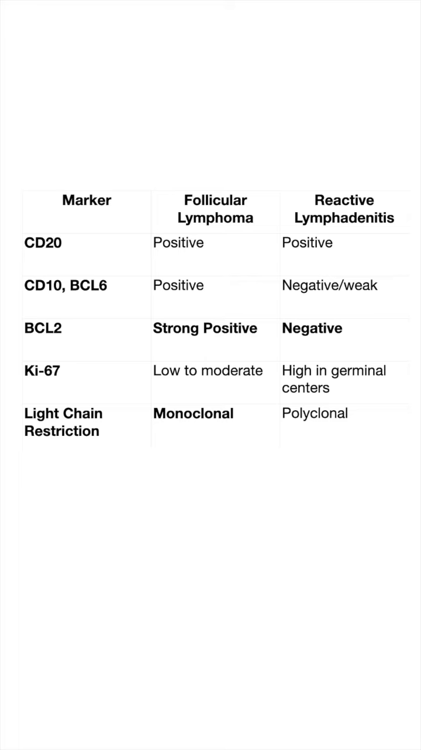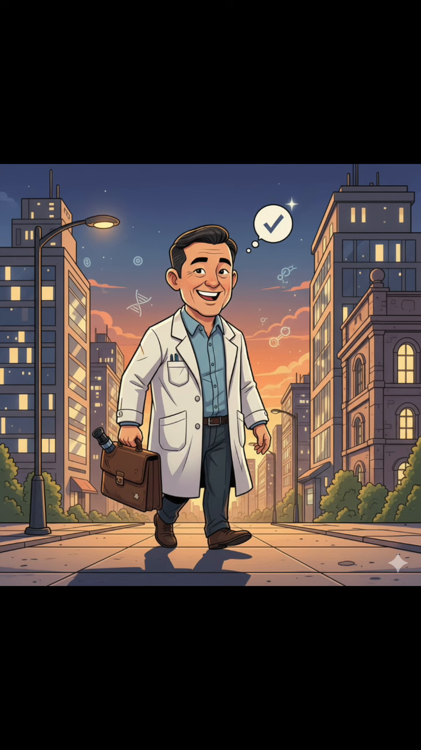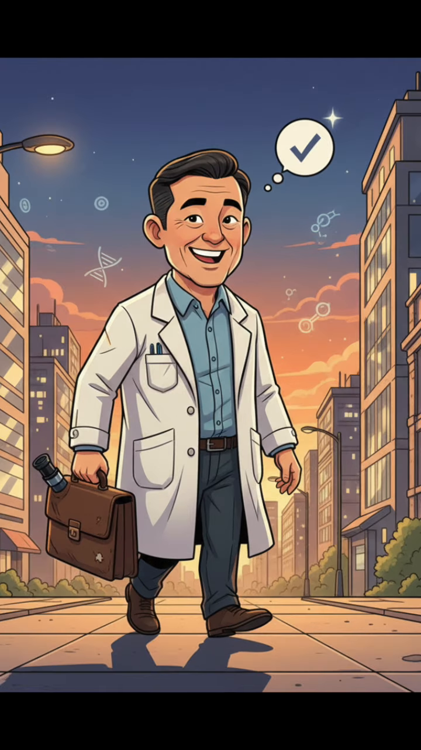Even Ki67 will help you identify a high Ki67 in the germinal center in reactive lymph nodes. Light chain restriction indicates polyclonality in reactive lymphadenitis. So this is how you come to your diagnosis. So this case highlights the identification of subtle findings which, when identified correctly, can lead to early treatment of the patient.